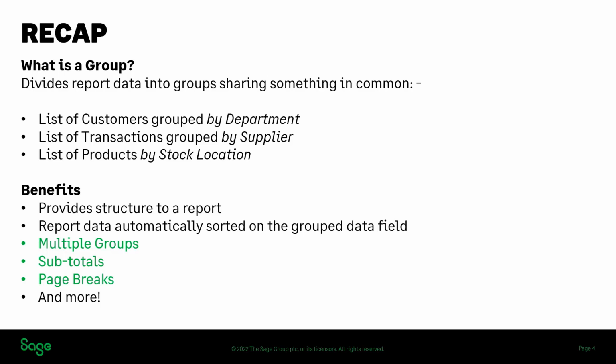The first two benefits were the focus of session 1. Today, we're going to look at the next 3 benefits. So you can add multiple groups to a report if it makes sense to do so. The 2 main reasons for adding groups are firstly to provide structure to the report, and secondly, the ability to add subtotals for each group of data when there are value fields on the report. You can also add page breaks to grouped reports, so the report data for each group shows on a separate page. And there's lots more that we will explore in a future session.